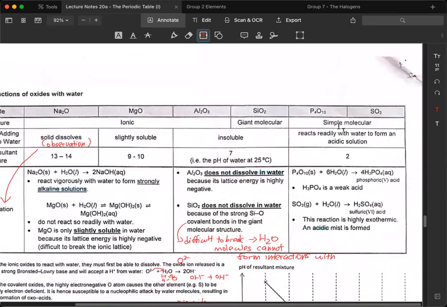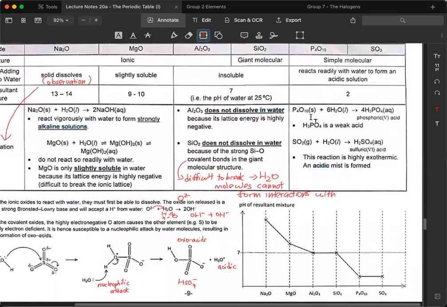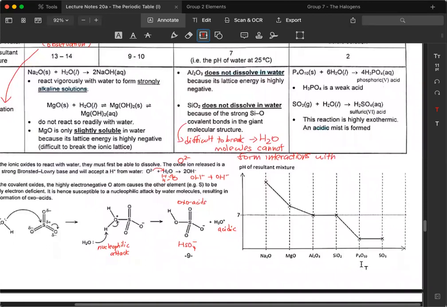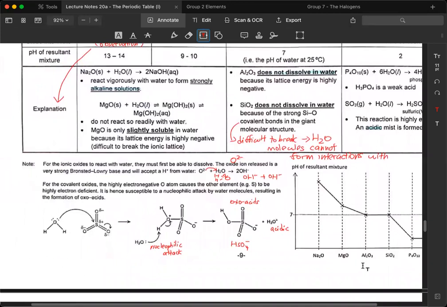So the pH... P4O10 reacts with water to form phosphoric acid. We are all familiar with this. It's a weak acid. It dissociates partially in water. SO3 dissolves in water to form H2SO4. This reaction is highly exothermic, which means a lot of energy is released, so you will see acidic mist form. So this is the graph of the pH against the oxides of period 3.